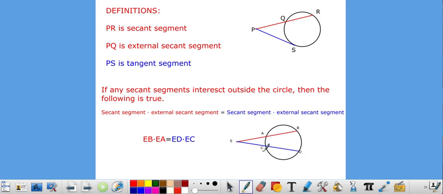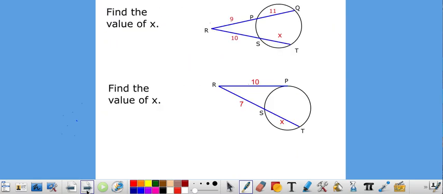Now what can be dangerous about this is so often we're tempted to just do CD times EC is equal to BA times AE, and that's just not what the rule is. It's the entire length times the outside. Entire length times the outside. We'll try an example of that. We'll try this one right here. Then we'll look at our third rule. That's pretty similar. So our rule is the entire length times the outside is equal to the entire length times the outside.